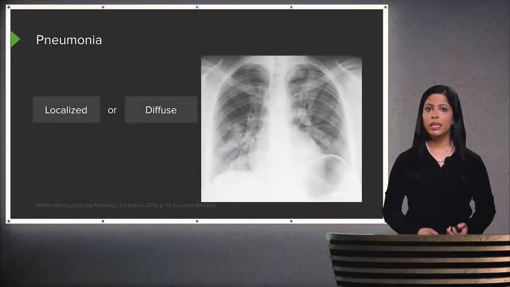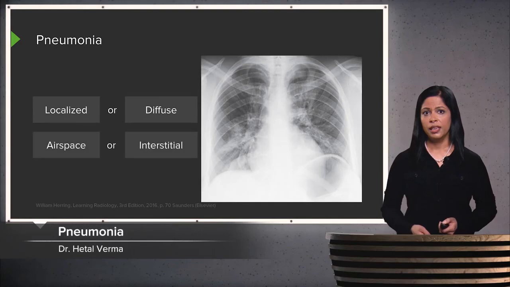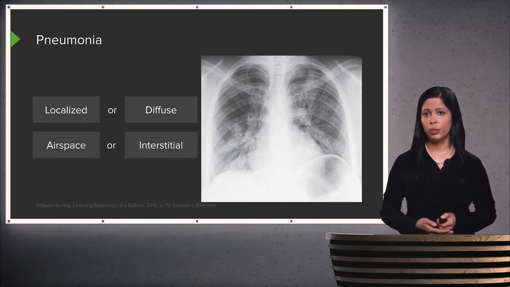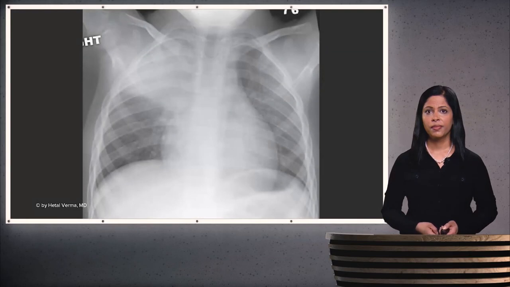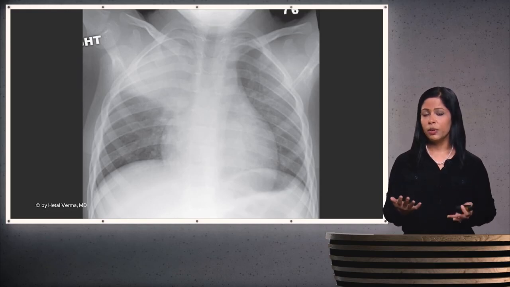So pneumonia can be either localized or diffuse. It can also be airspace or interstitial. So there are a variety of different ways that pneumonia can present, and pneumonia is one of the most common causes of consolidation. So let's go over some signs of pneumonia and some patterns that we may see. So these patterns are important to keep in your mind because they come up relatively often, and then you can see what the pattern represents.